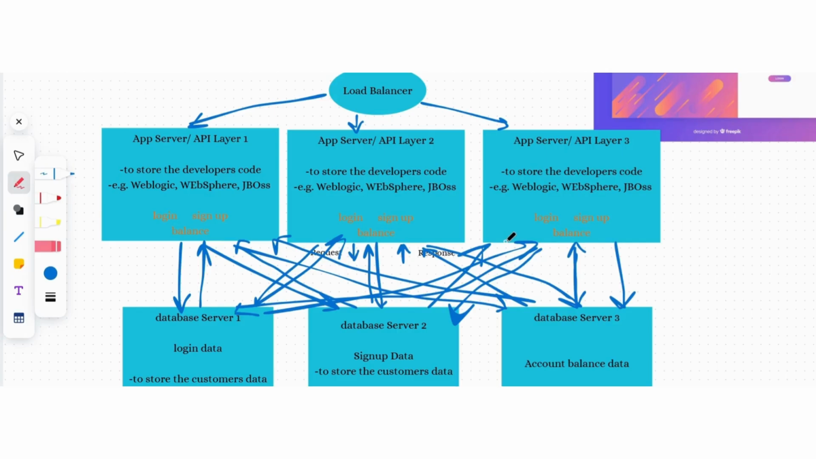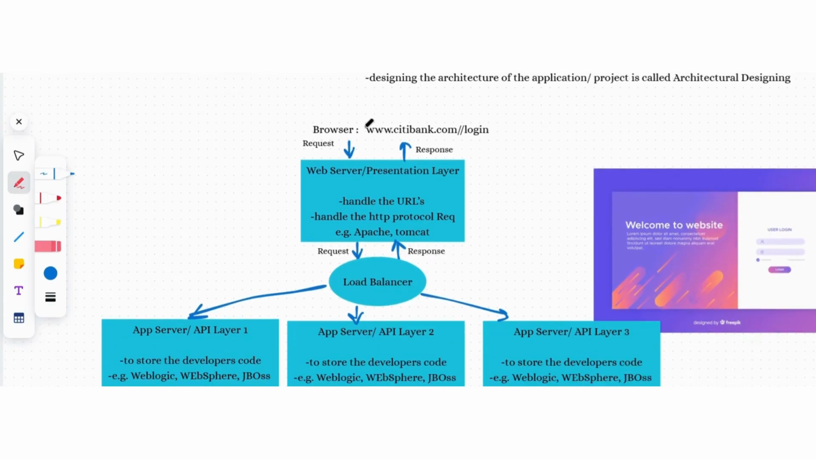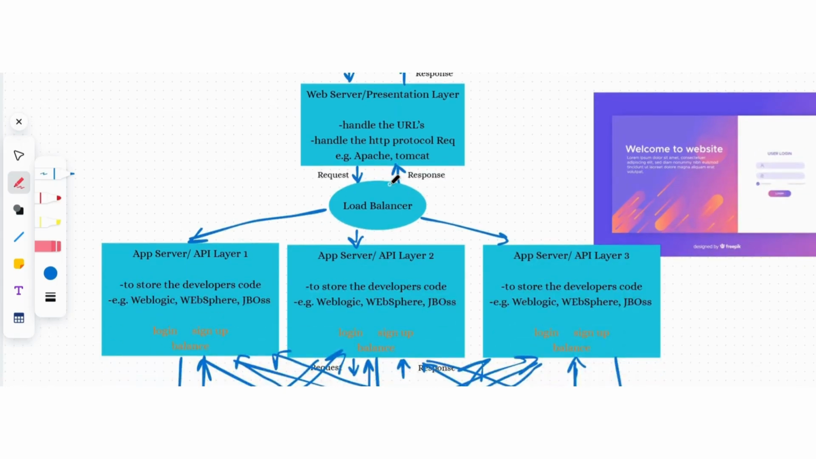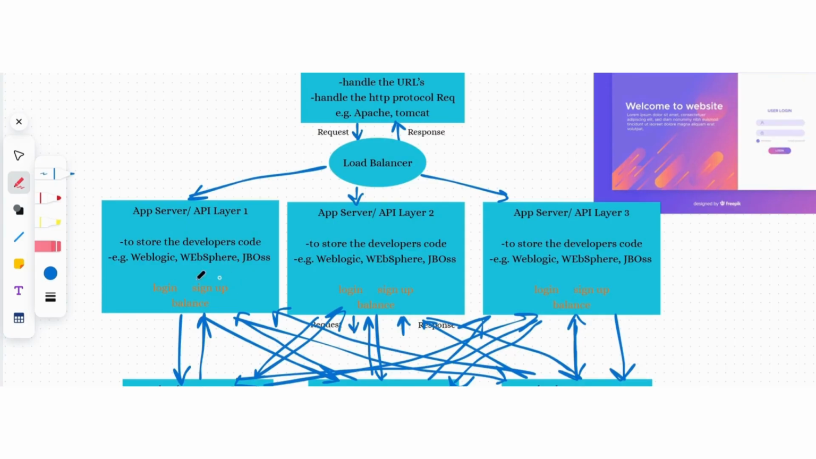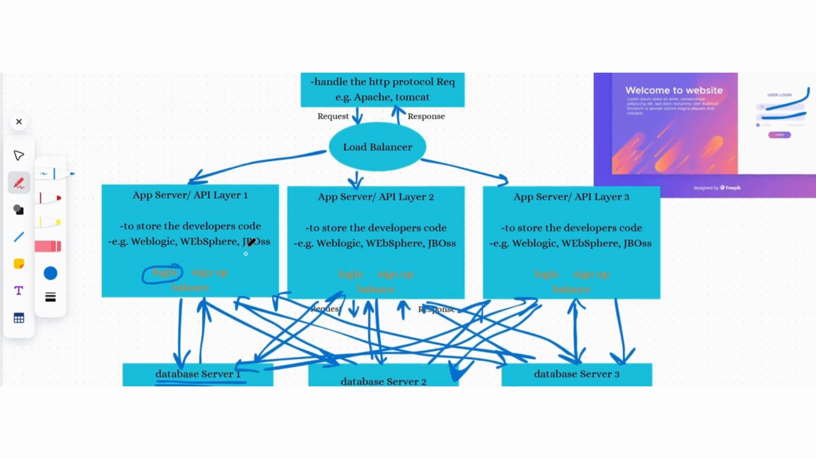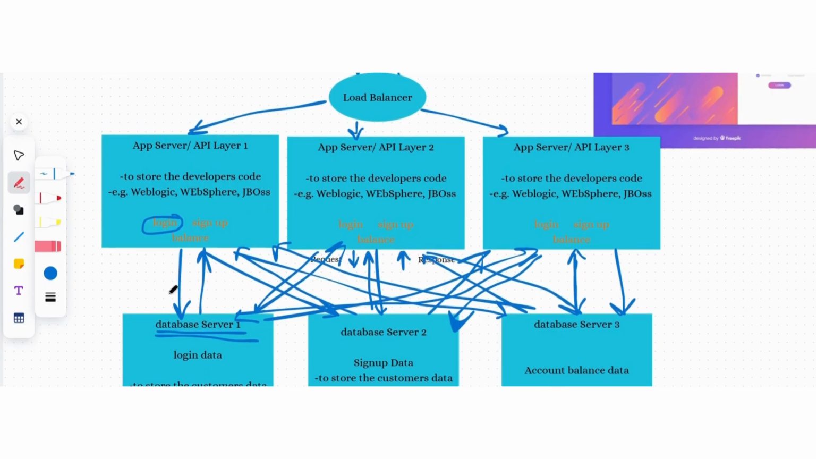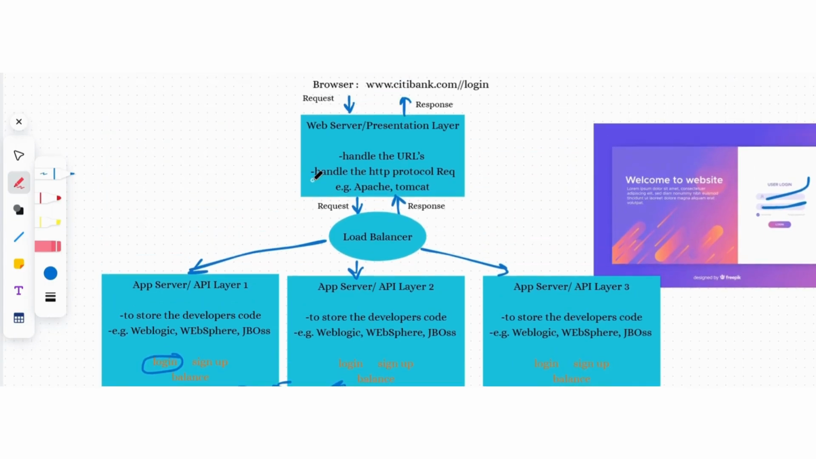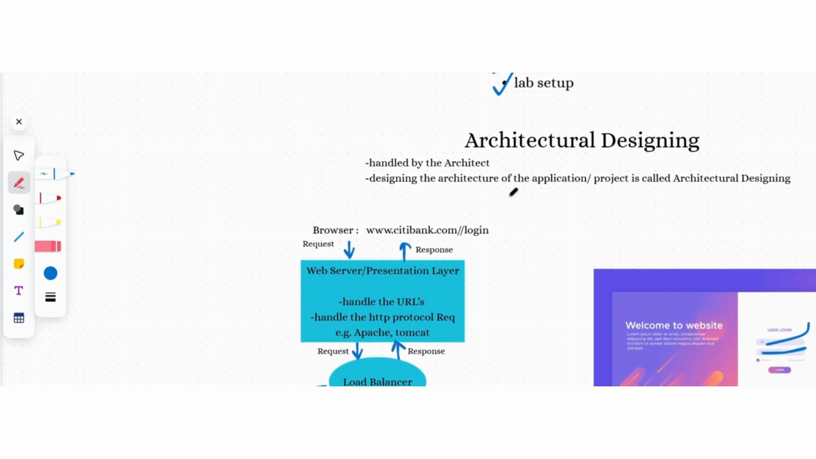So let's walk through the complete flow again. You type the login URL in your browser. The web server handles it and sends the request to the app server. The app server runs the login related code and opens the login page. You enter the username and the password. This data is sent to the database server for verification. If your details are correct, the response travels back up through the app server and the web server to the browser and you log in successfully.